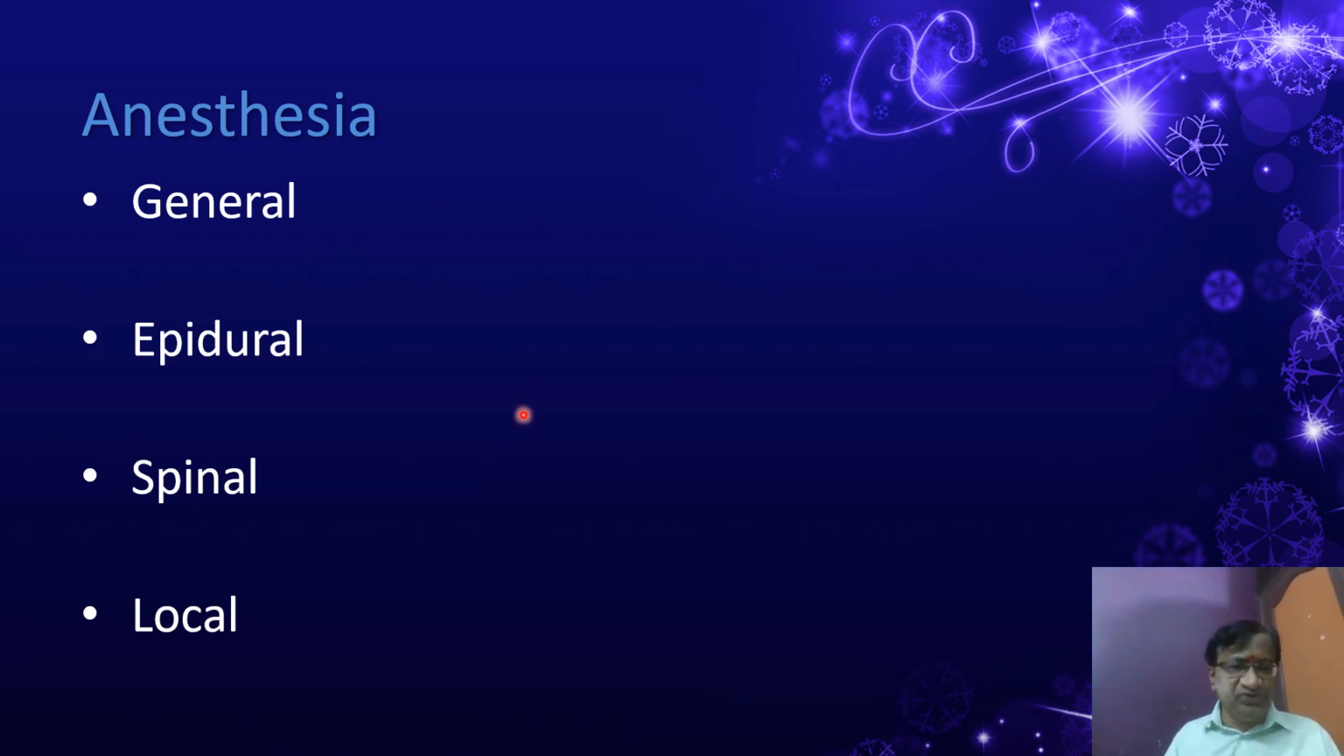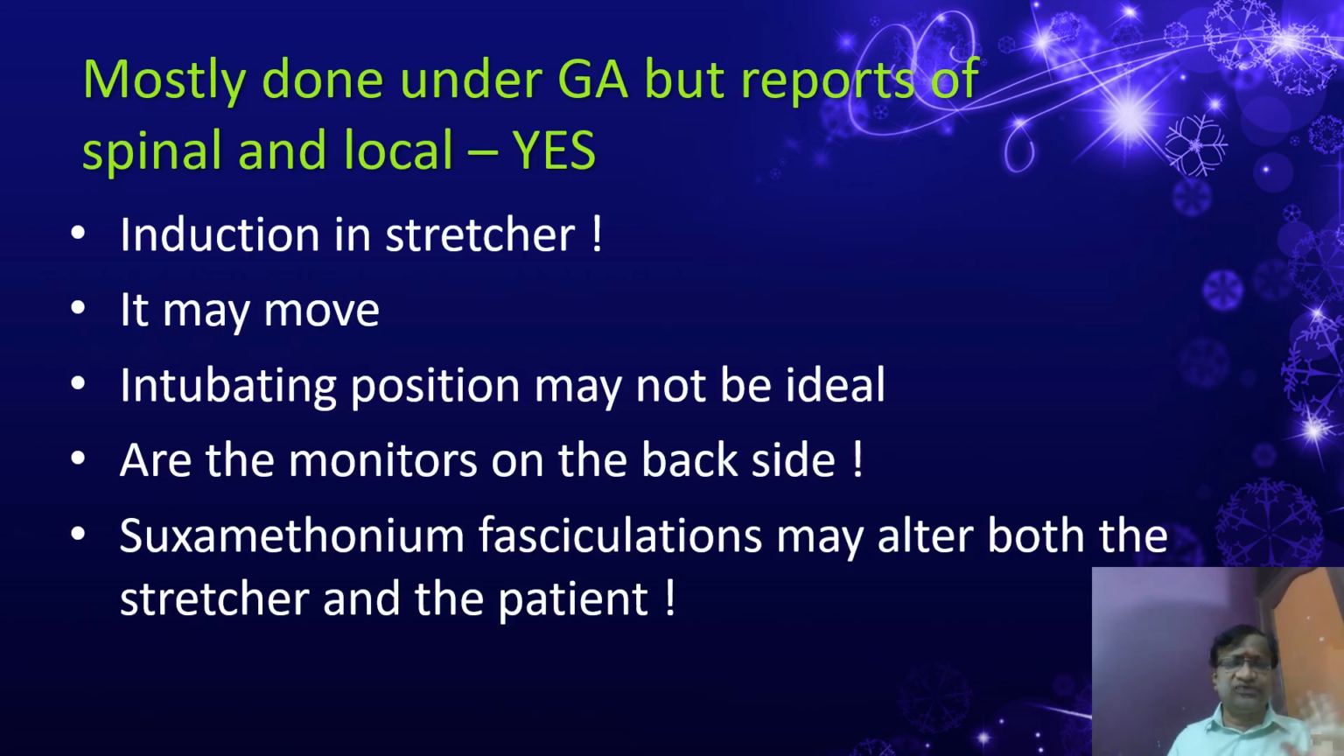General, epidural, spinal, local, all have been described. Now we will go to general anesthesia because it is most commonly done under general anesthesia. We need to induce in the stretcher and then turn the patient. So the stretcher may move sometimes. The stretcher will not have get down, get up positions. The intubating positions may not be very ideal.